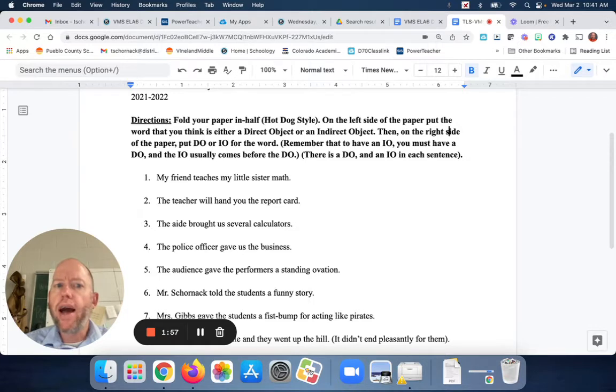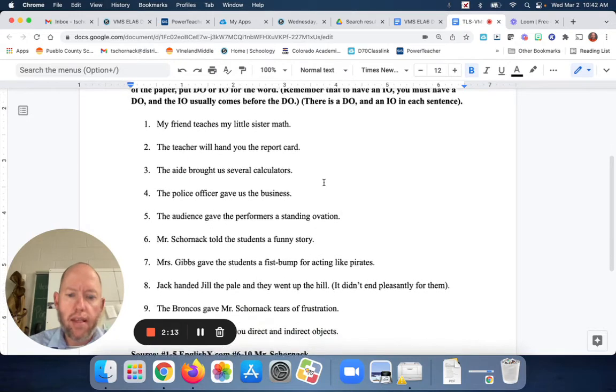Remember that to have an IO, you must have a DO, and that the IO, the indirect object, usually comes before the direct object. There is a DO and an IO in each sentence. So I'll kind of show you what I want you guys to do. I'll read these sentences and then I'll do one with you.